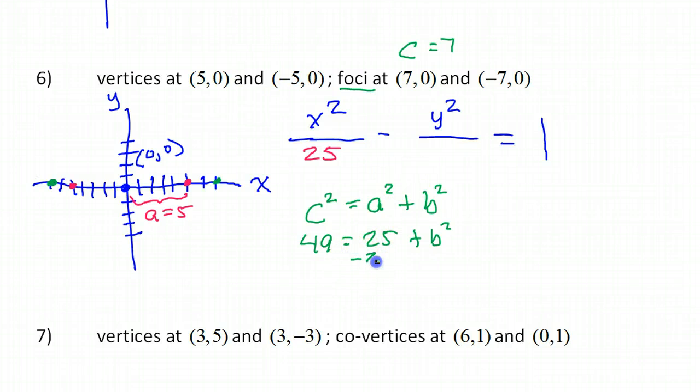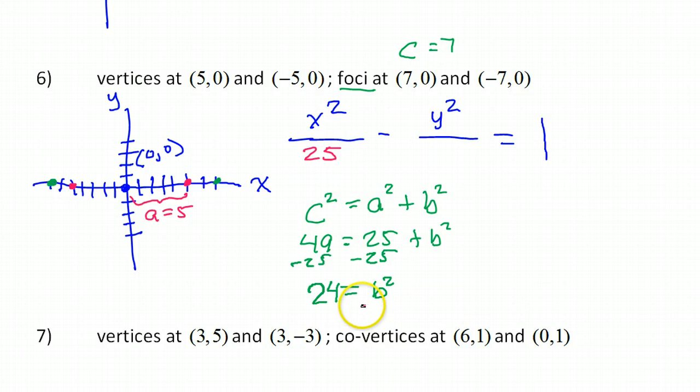Okay, so we are going to subtract 25 from both sides. So that's going to give me b squared. What is that? We're doing 49 minus 25? Yeah. 24. Okay, so b squared is 24.